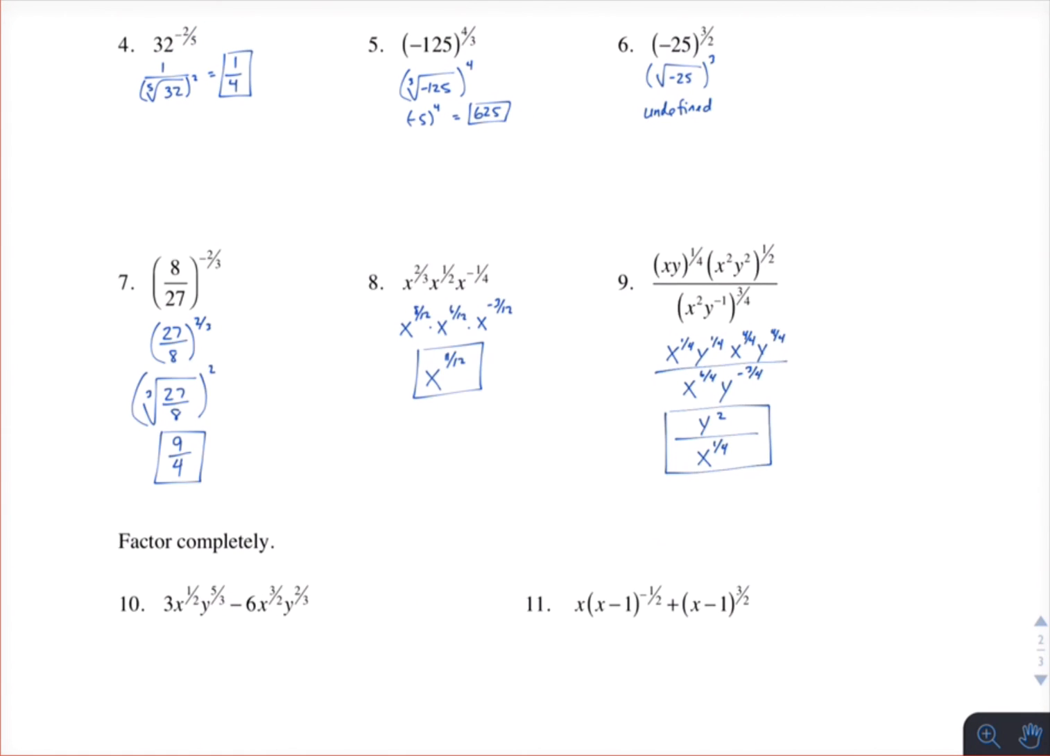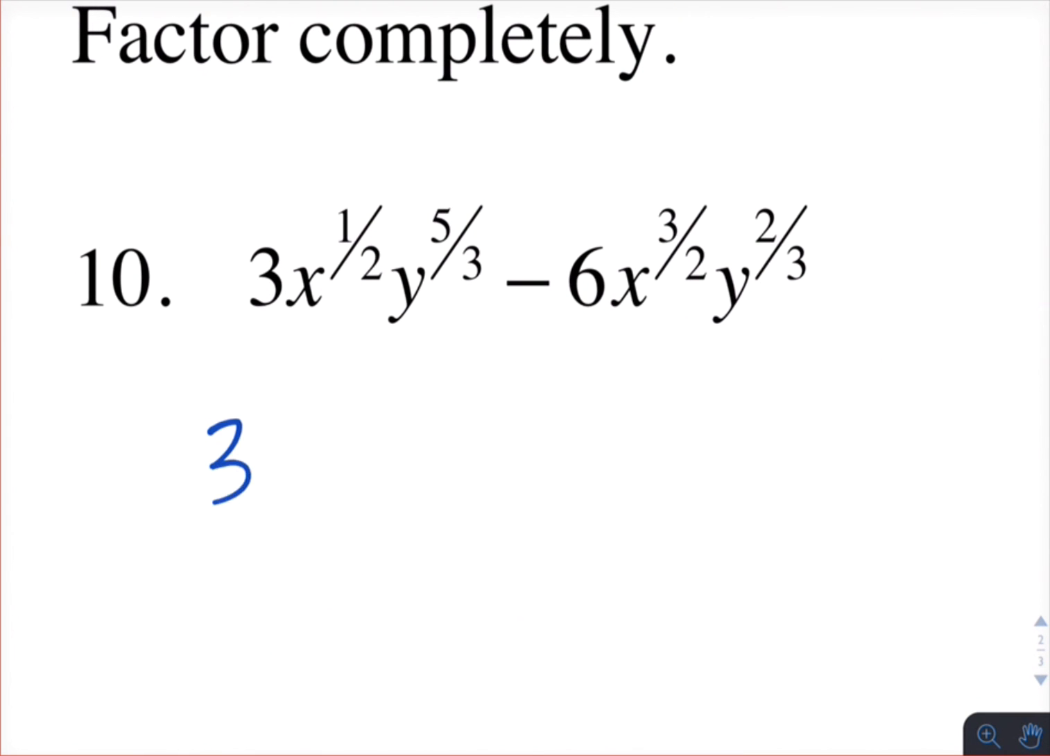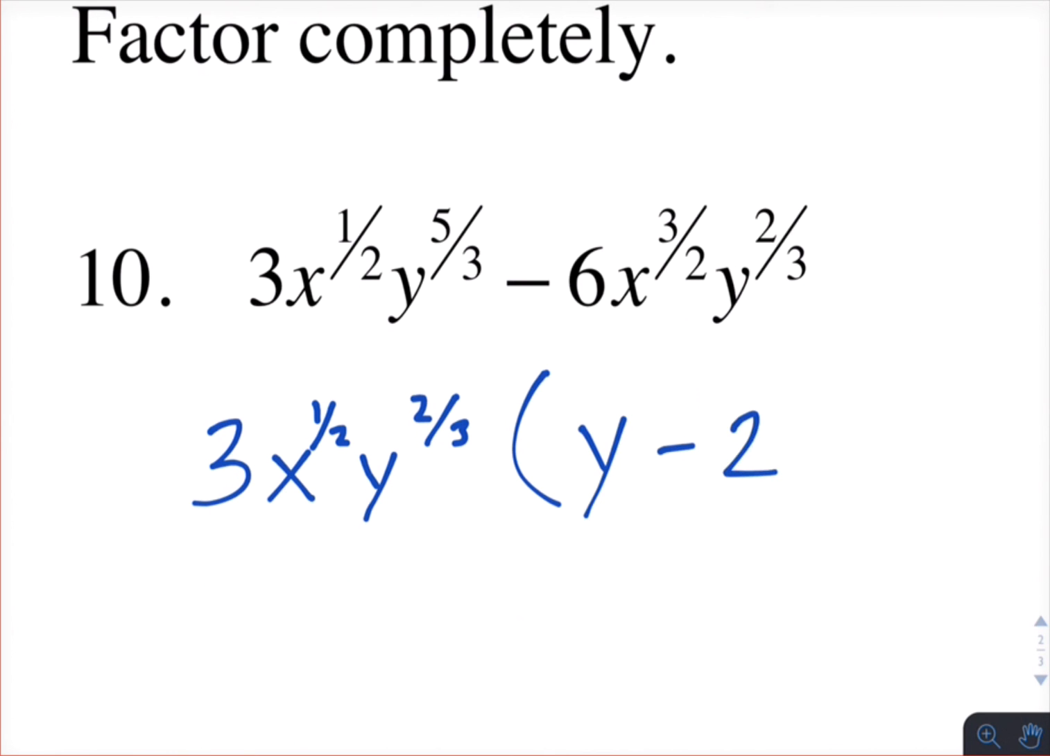There you go. Now a couple factoring examples. We will take out a 3. We got a factor of x, and it looks like 1/2 is the smallest exponent, and then y to the 2/3, leaving us with y to the 3/3, which is just 1, minus 2, and then x to the 2/2, which is an exponent of 1. So that is finished.